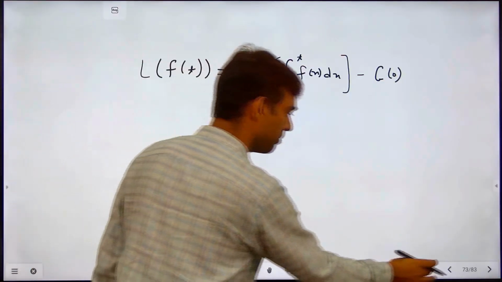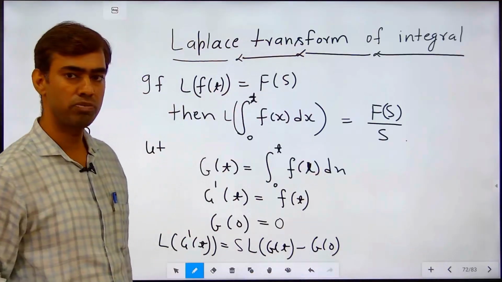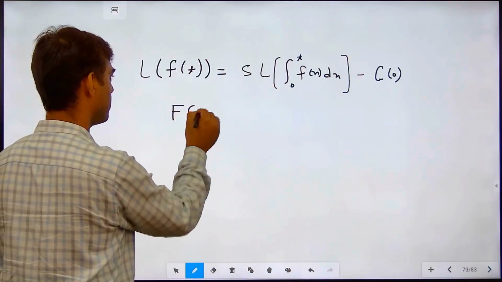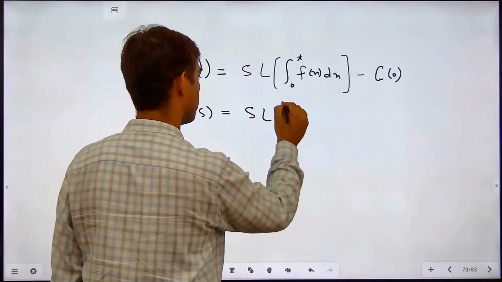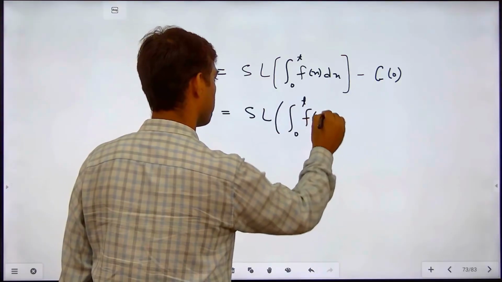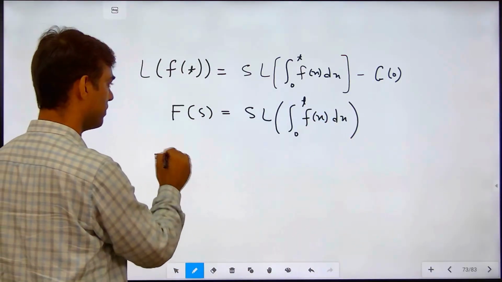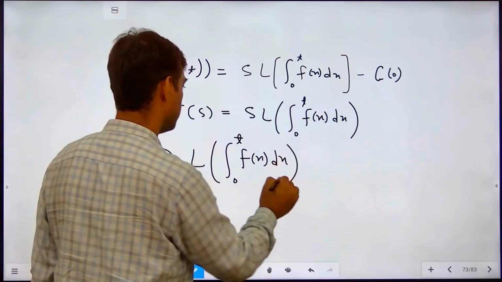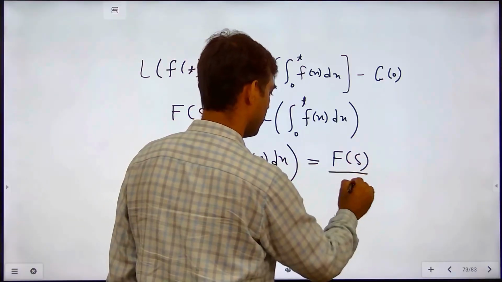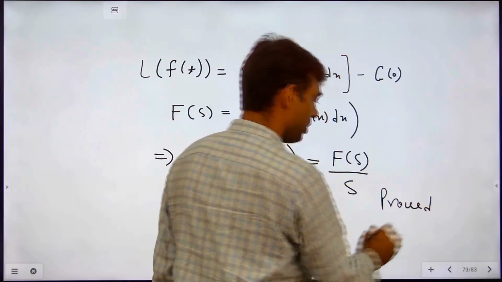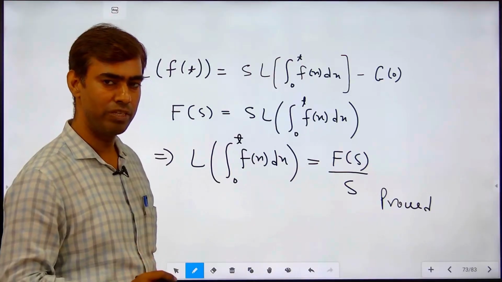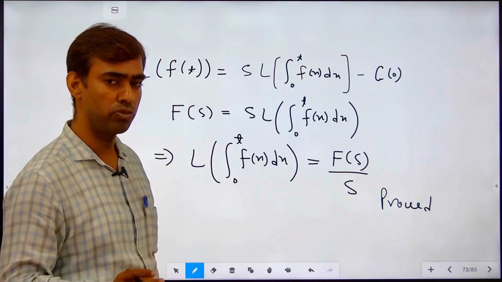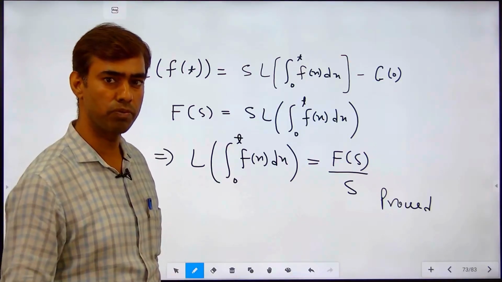The Laplace transform of f(t) is already given; we assume it is F(s). So here we put F(s) equal to s times the Laplace transform of the integral from 0 to t of f(x) dx. After simplification, the Laplace transform of the integral from 0 to t of f(x) dx equals F(s)/s. Proved. So if we have the Laplace transform of f(t), then we are able to find the Laplace transform of its integral, where F(s) is the Laplace transform of f(t).